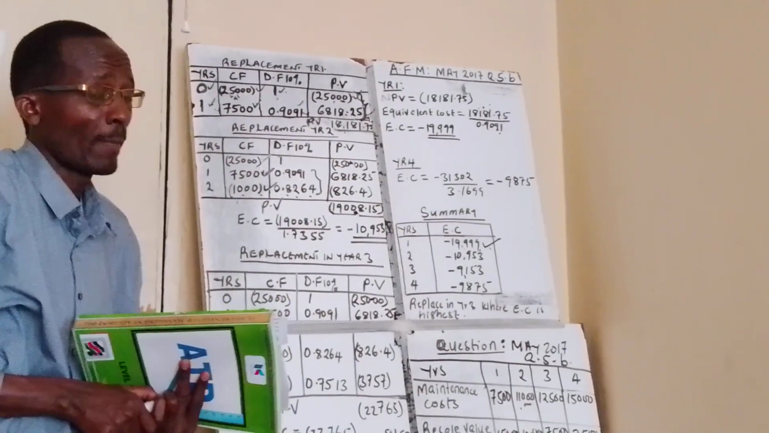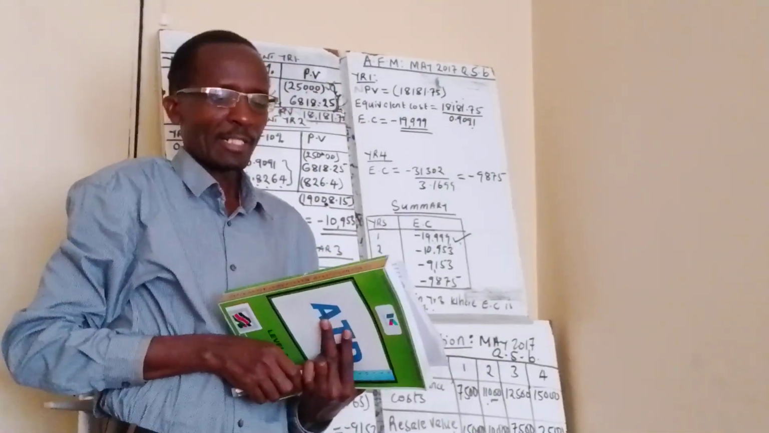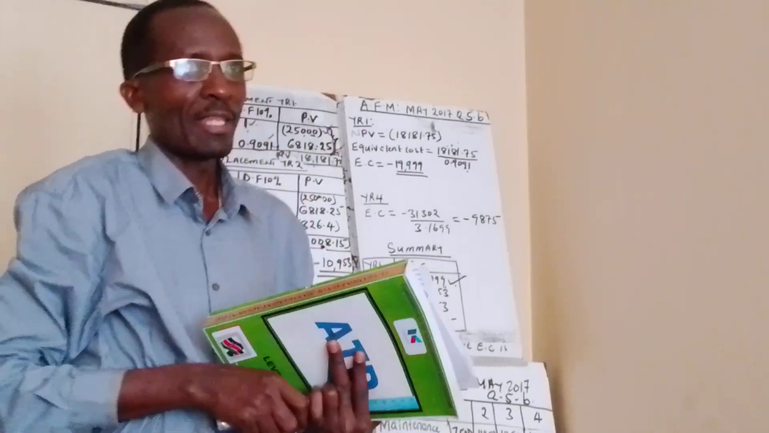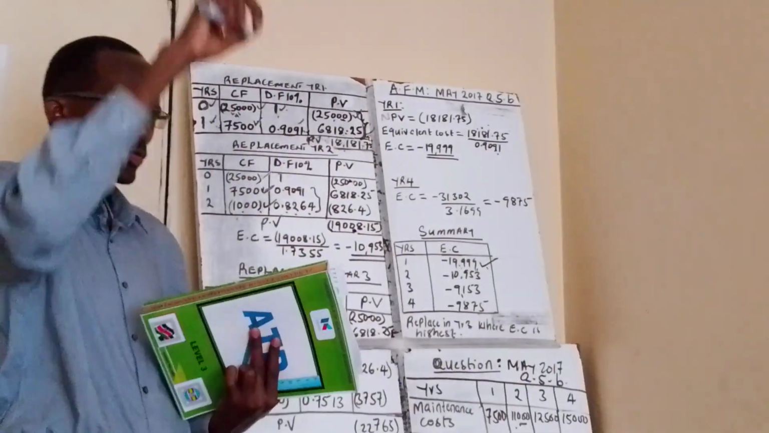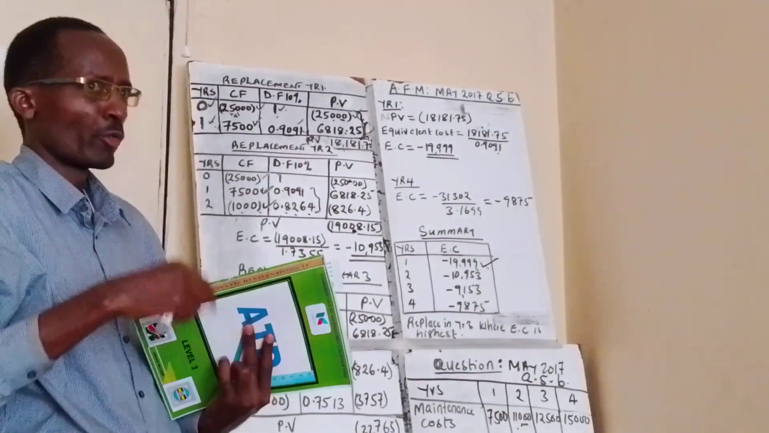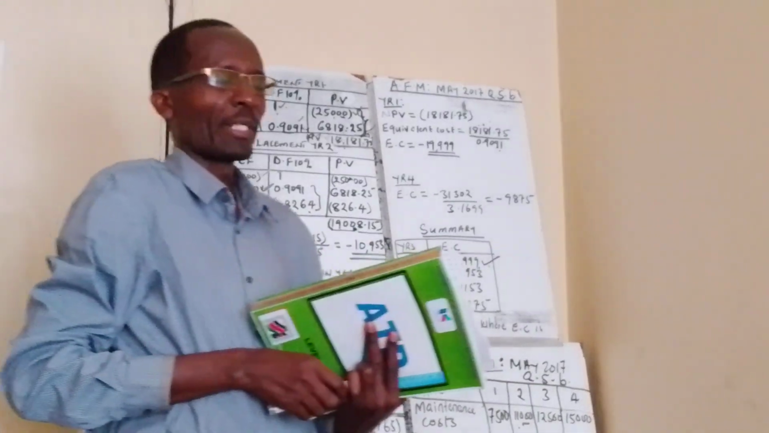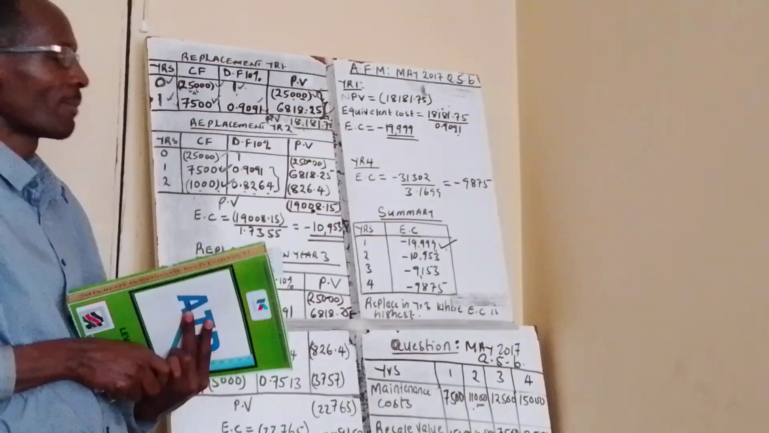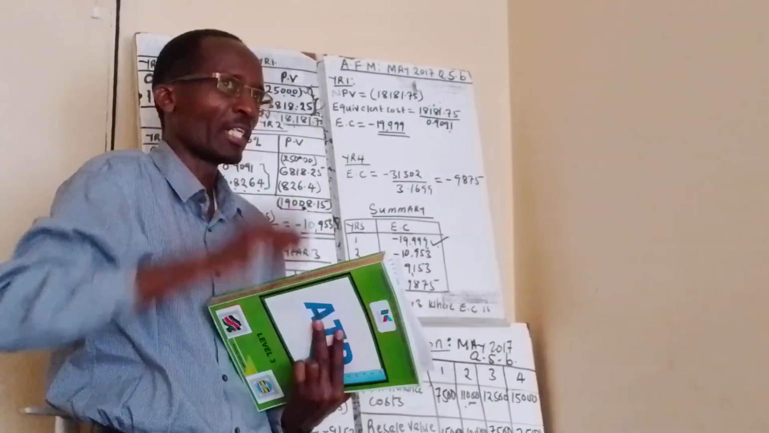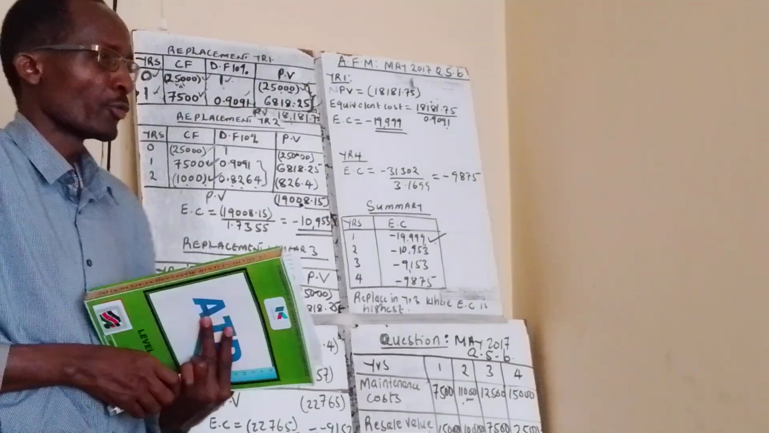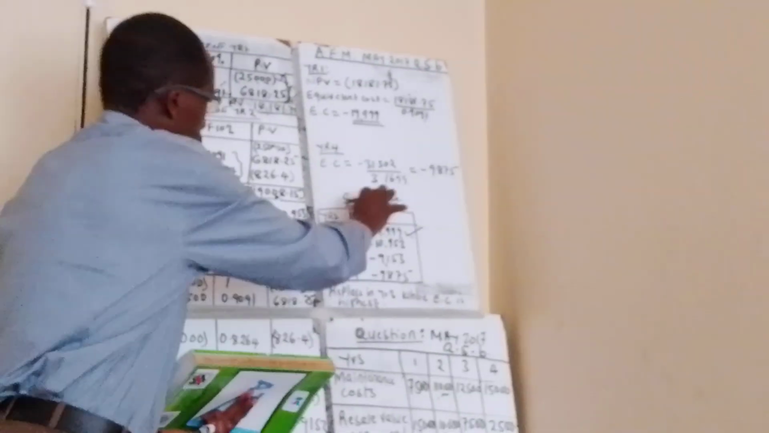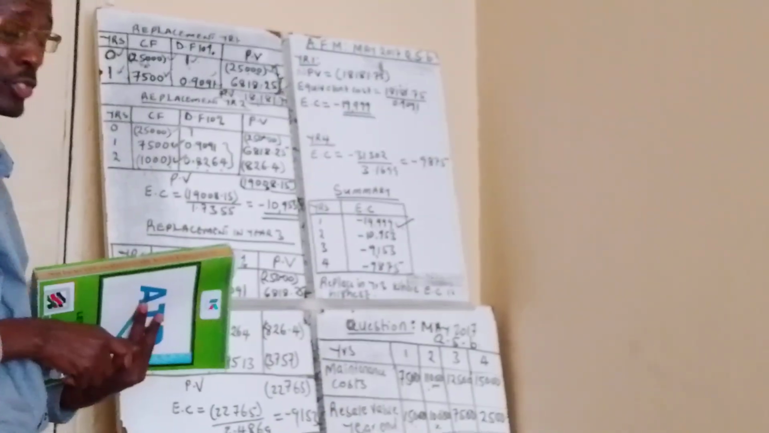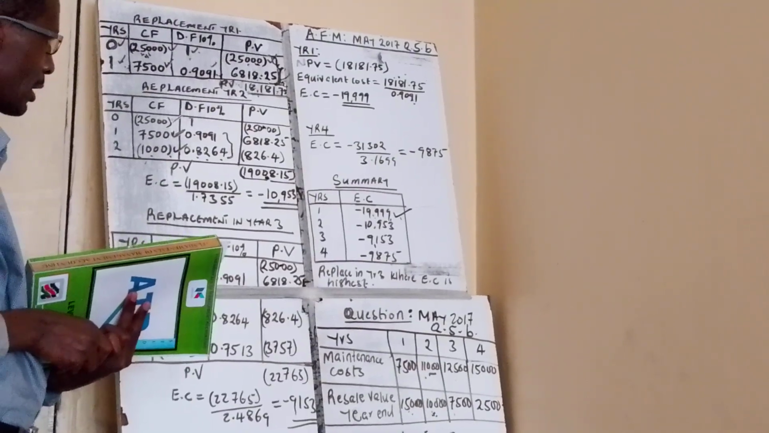This summary here is very important because it helps me to know when or in which year to replace the machine. We say that you replace the machine when it has the highest net present value. Because if you wait for this machine to start reducing the net present value, obviously, the wealth of the company will be reducing. So always replace the machine when it has the highest net present value. The same applies here when you are using equivalent cost. Replace the machine when it has the highest equivalent cost. So this table will help us to answer our question according to what the examiner was looking for.